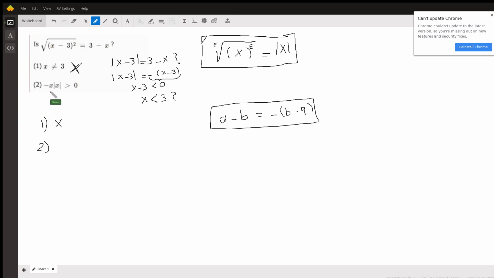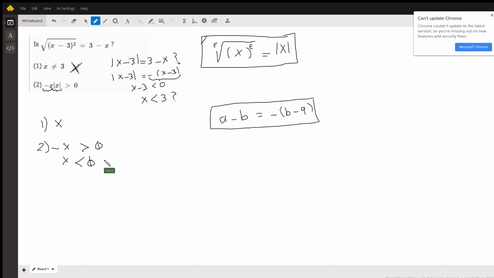It tells me that negative x times the absolute value of x is greater than 0, so the rephrasing of this statement is whether this is a positive number. Well, if this is given as a positive number, and the absolute value will always be positive, then what we are left with here, the minus x, must also be greater than 0. And if minus x is greater than 0, we can multiply by negative 1 and flip the sign and say x is less than 0. So statement 2 is telling me x is less than 0.